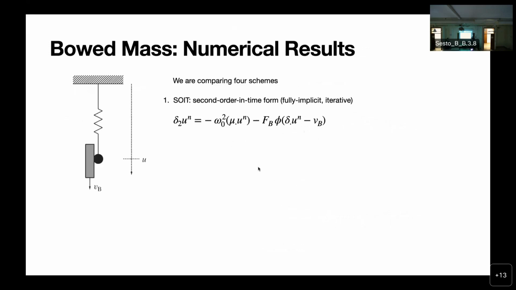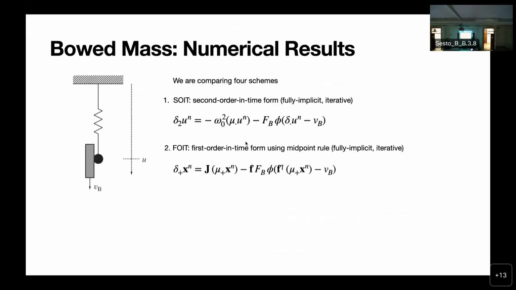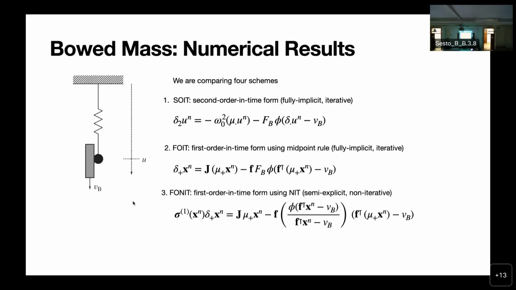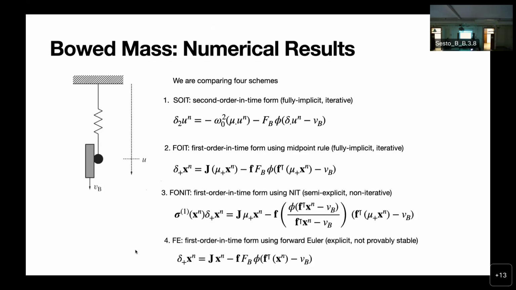So we can finally run some experiments and compare a bunch of schemes and see how they behave numerically. The first scheme is the scheme that I presented for Newton's law, defined as second order in time. Then we have the midpoint rule, which is applied to the state space equation. This is also iterative and fully implicit. Then we have the non-iterative schemes that I just derived here in class with you. And then I'm also comparing forward Euler, which is a very simple integrator, which is fully explicit, so it is super fast, but for which we don't really have a passivity condition. So we will see why the scheme is not very good.